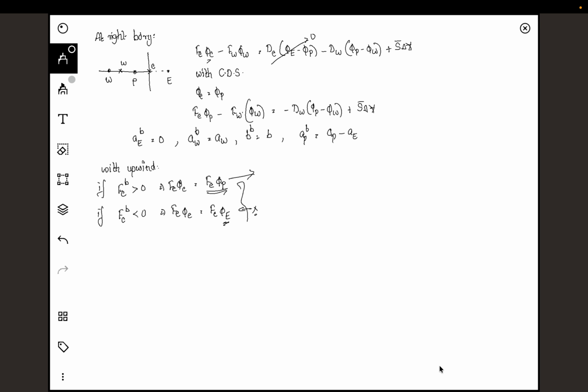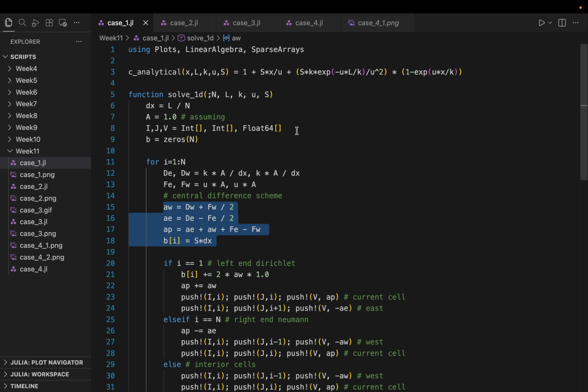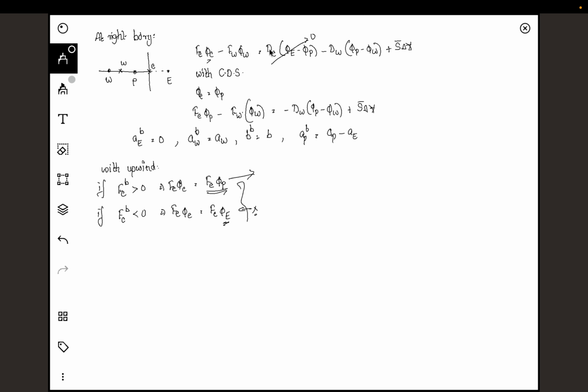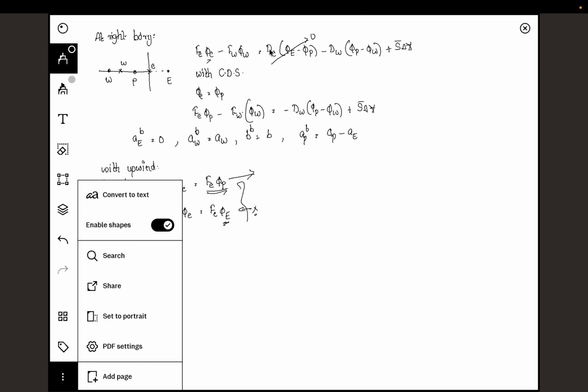Let's see how to implement this in code. If you are trying to solve this using your own code, how would that change? Even last week, I introduced this. We'll solve this using Julia, where the notation is pretty similar to MATLAB, and it will be straightforward with matrices. So here we are introducing the concept of sparse arrays. So the idea here is eventually all the set of equations.